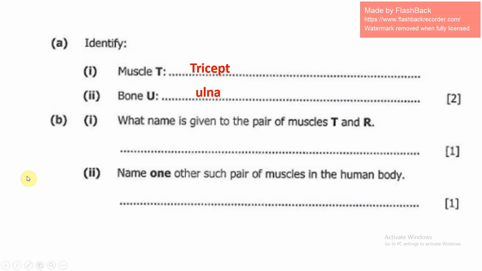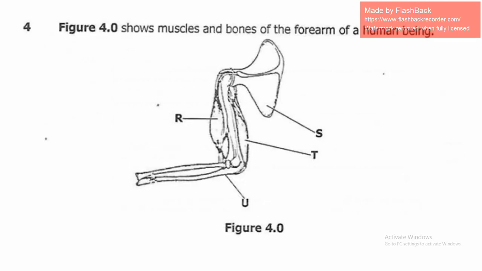Now question B, number 1, they're saying, what name is given to the pair of muscles T and R? We have this pair of muscles, T and R, so they have a common name.